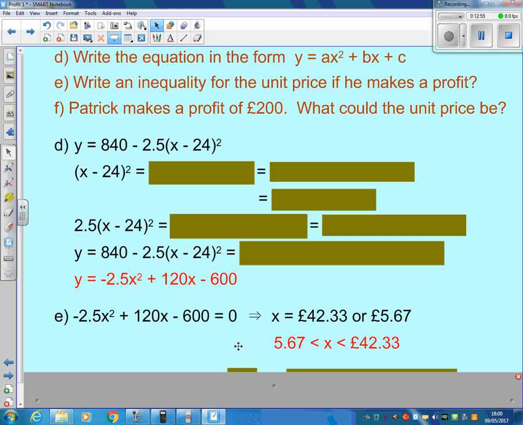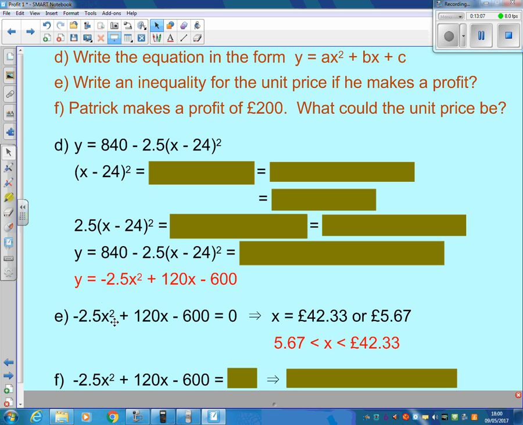Well, if he makes a profit of 200, then here you want the y to be 200. So all we do is take the same equation, minus 2.5x squared plus 120x minus 600, but I want a profit of 200, so I put equals 200. If it had been a loss of 200, I'd have put a minus 200 there. So you could be asked for a loss, and then you'd have to put a minus 200. Now, notice, we want to use that same method as before because it's so quick. You can only use that method on the calculator if you've got ax squared plus bx plus c equals 0. So I need a 0 here.